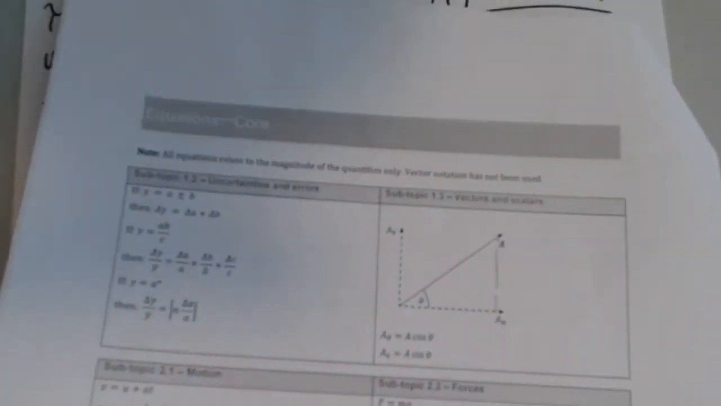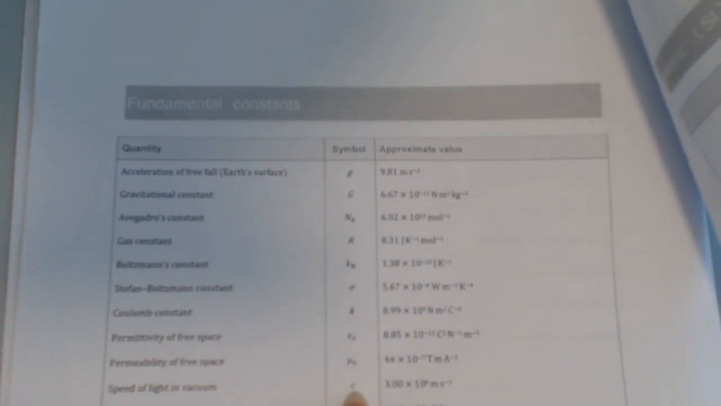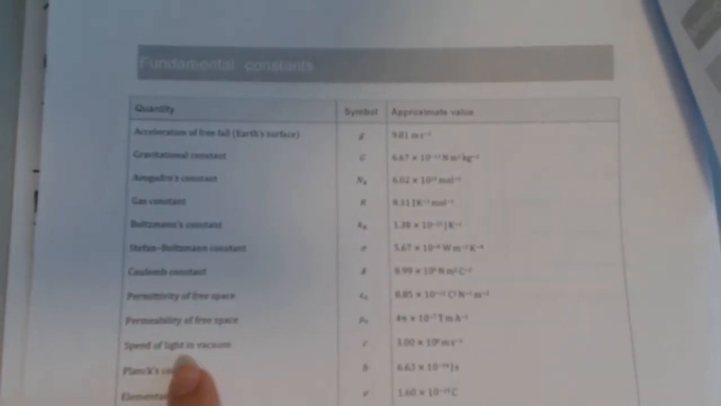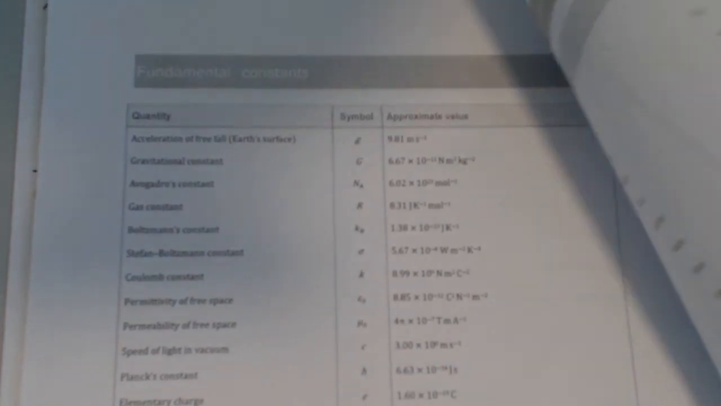Now, you don't have to memorize that. If you take your data booklet and go to the page of constants, there's the acceleration due to gravity, 9.81, the first one. The speed of light is about halfway down. Speed of light in vacuum, represented by the lowercase letter c, is 3.00 times 10 to the 8 meters per second. So it's right there in case you ever forget.